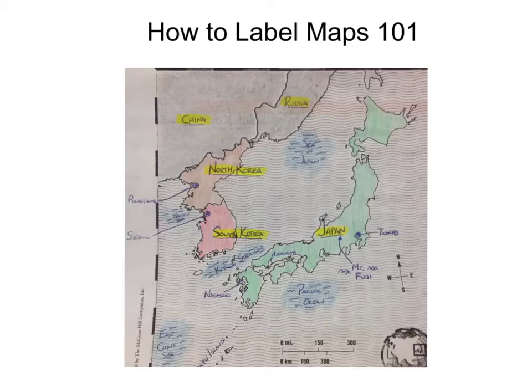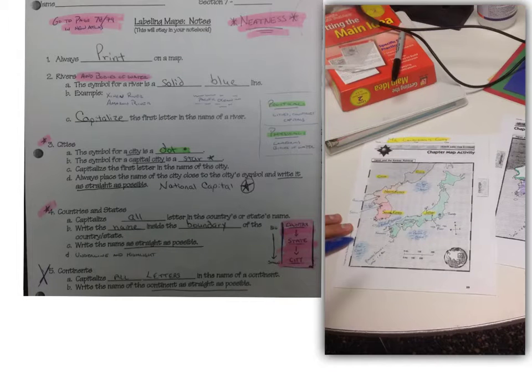Before we begin labeling maps, it's important that we go over a few general rules so that it becomes easier and easier to do as the semester rolls on. I've included the worksheet Labeling Maps. This is in your notebooks, and you should use this all year long to refer to if you forget how to label maps. The first thing we want to remember is that neatness is critical.